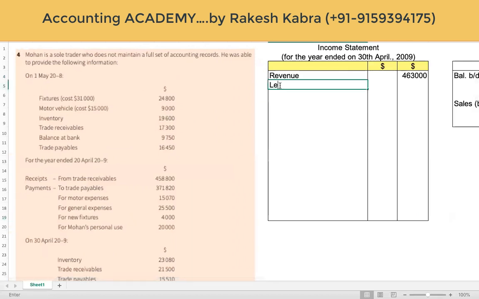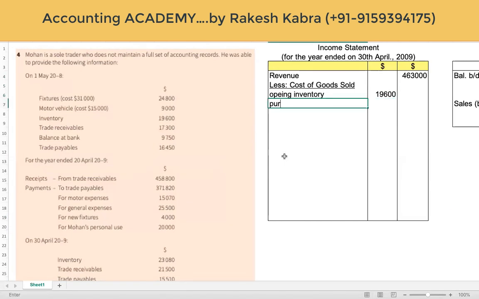Now from this we will subtract less cost of goods sold. So what should I take first? Opening inventory. How much is it given? 19,600. Then I will add purchases. Purchases is not given.